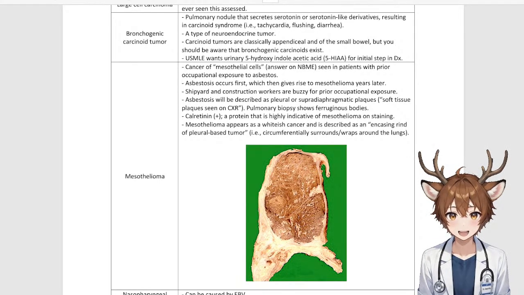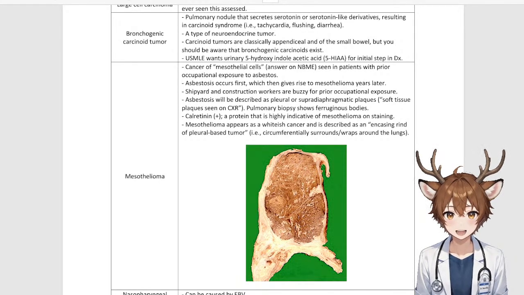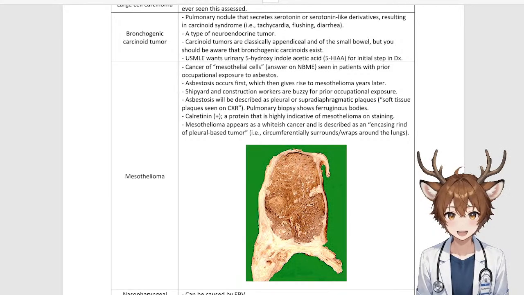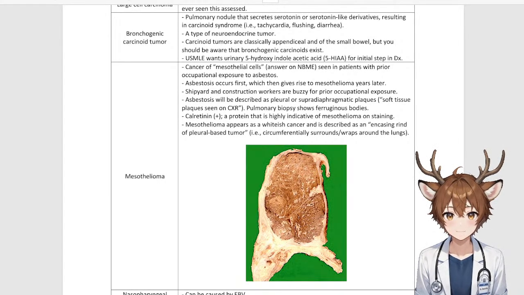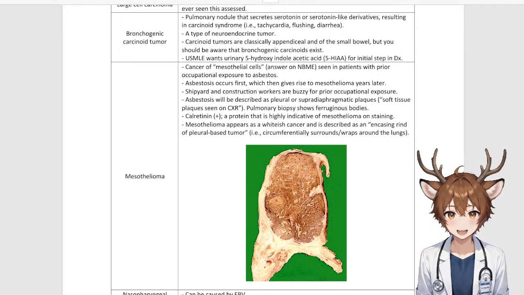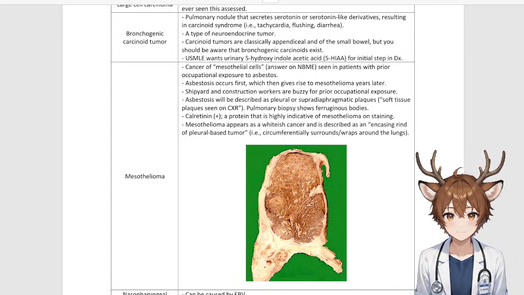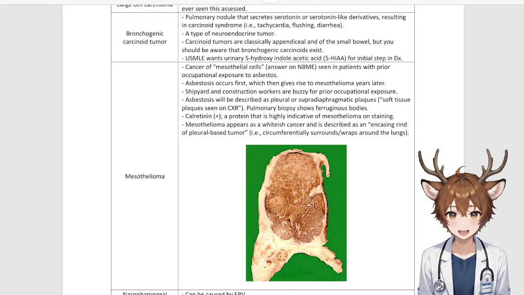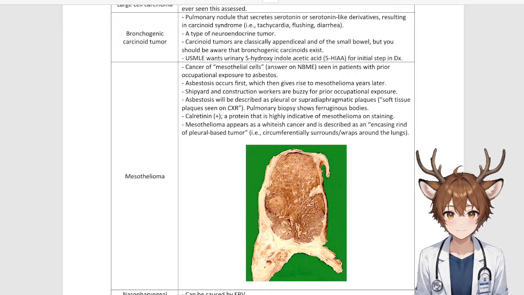Pulmonary biopsy shows ferruginous bodies. Calretinin positive, a protein which is highly indicative of mesothelioma on staining. Mesothelioma appears as a whitish cancer and is described as an encasing pleural-based tumor, i.e. it circumferentially surrounds or wraps around the lungs.